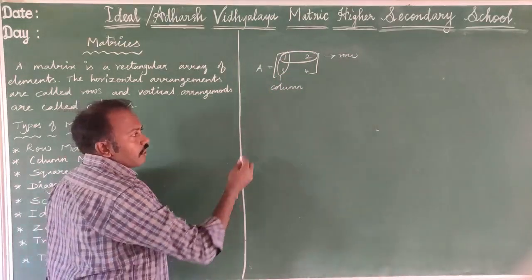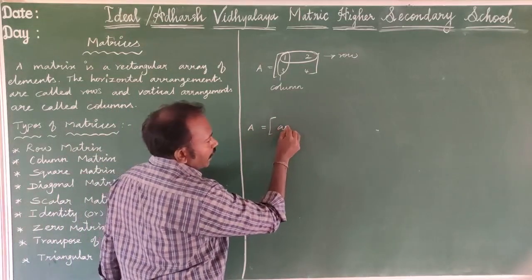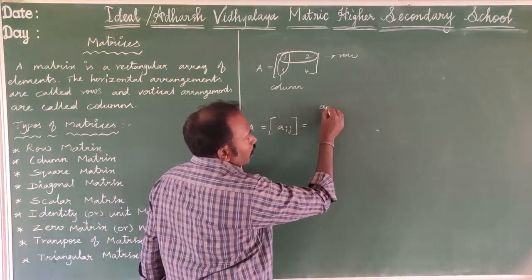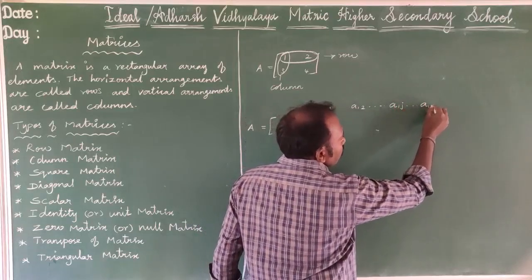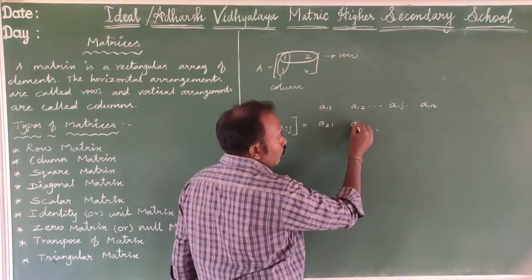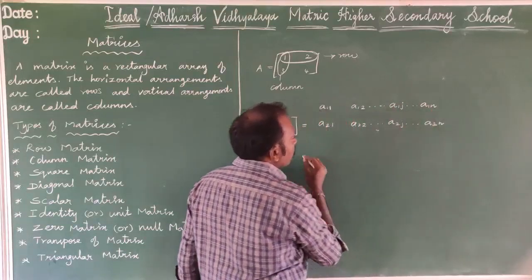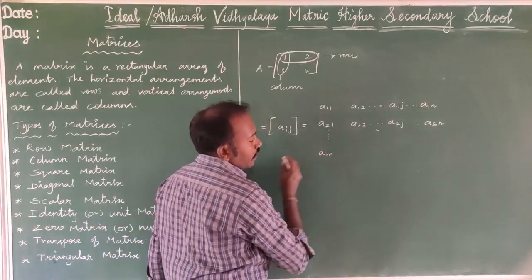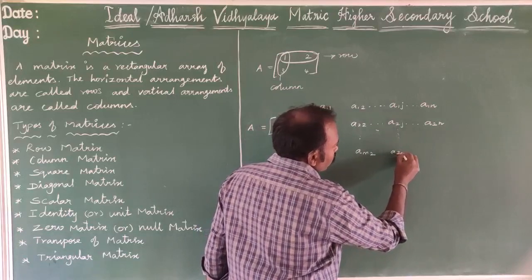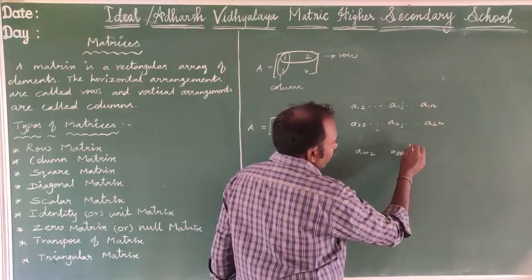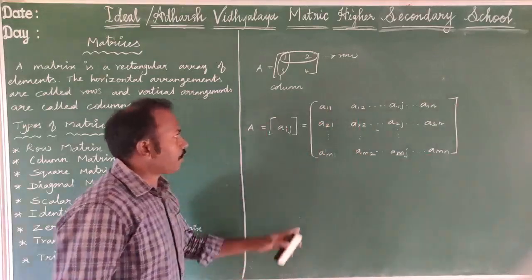Right. The general form of a matrix A is equal to Aij is equal to A11, A12 going on, A1j going on, A1n, then A21, A22 going on, A2j going on, A2n, and also AM1, then AM2, then AMJ, and also AMN. That is the general form of a matrix.